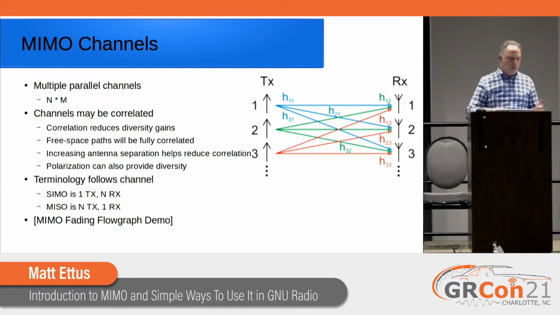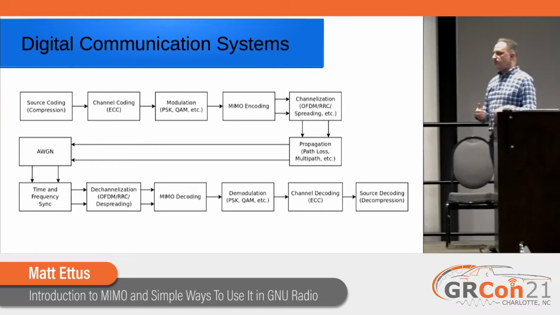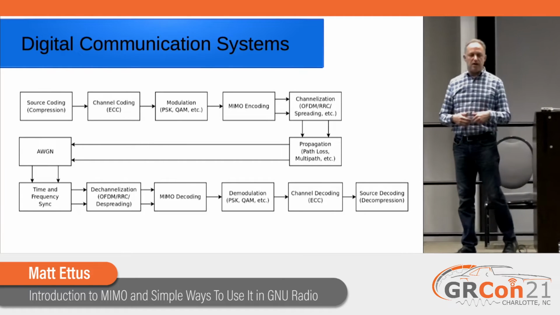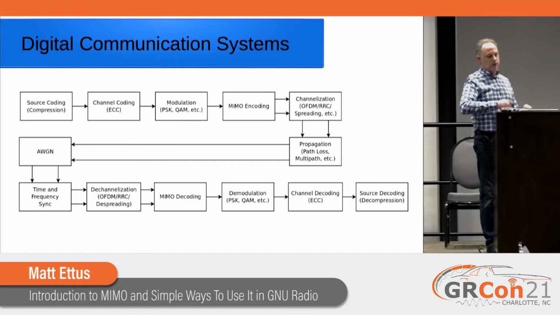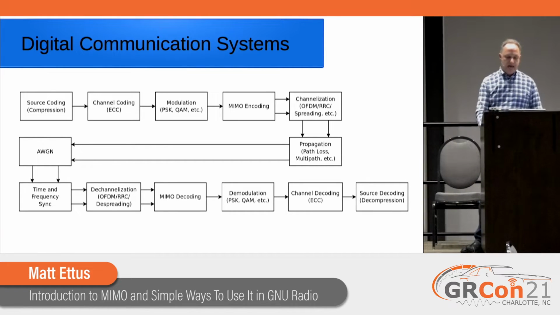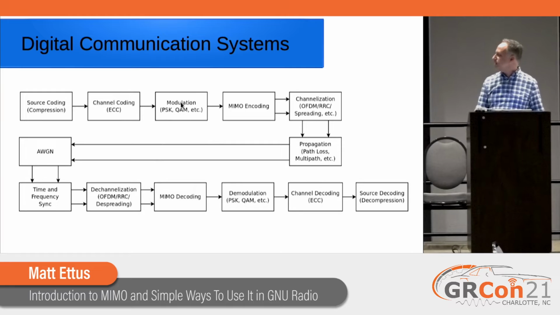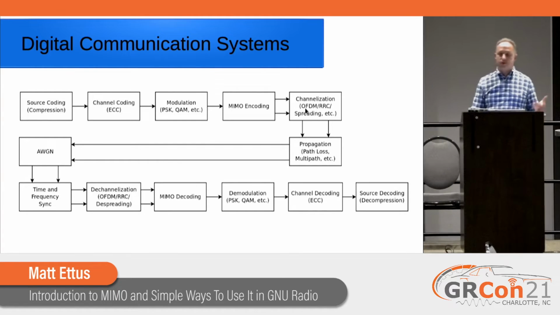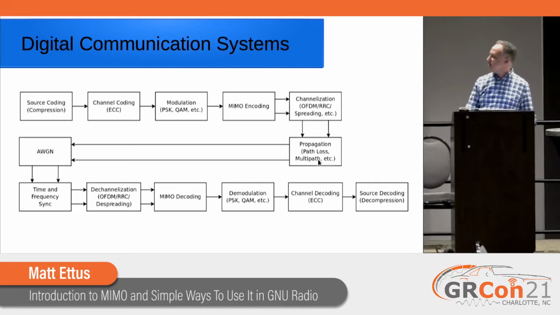There are other models that are more complicated, but this has really the basics. So in the rest of the talk, I'm going to go through a model communication system. And now this is like a full communication system here, right? You start with source coding, channel coding, modulation, all that stuff, and in some situations you may reorder these blocks, but basically you have channel coding, modulation. You would add your MIMO encoding, then your channelization, whether it's OFDM, root raised cosine filtering, spreading, whatever it is. And then we have the propagation loss and multipath.